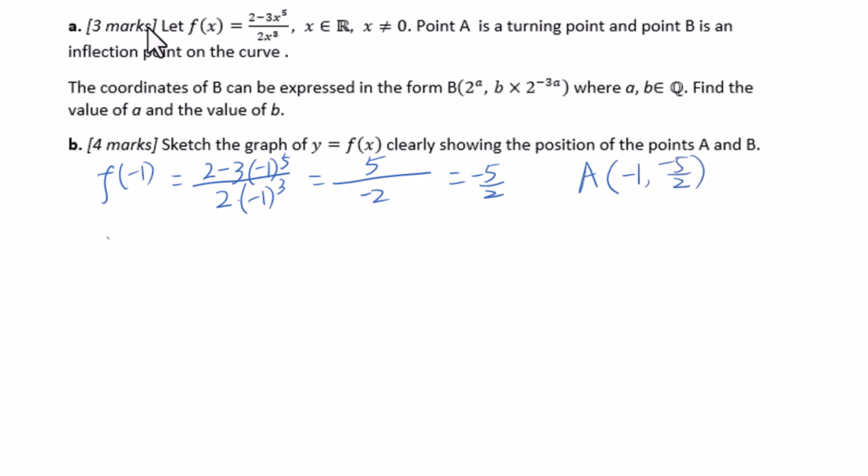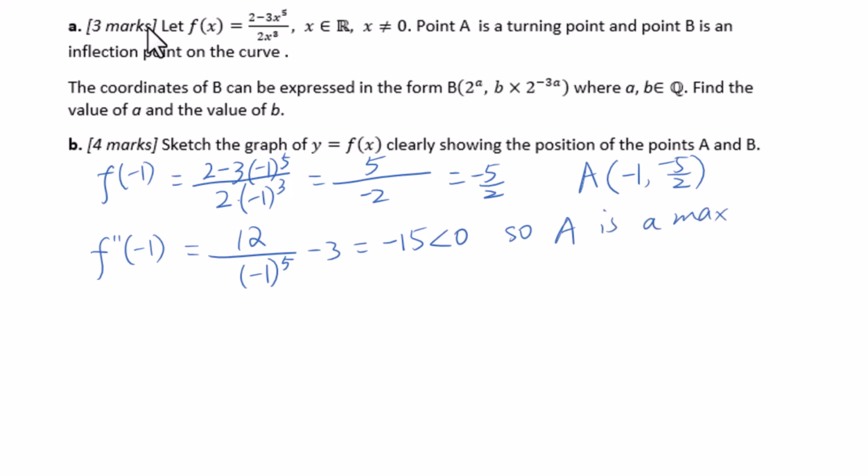We need to check whether this point is a maximum or minimum. So f double prime of negative 1 equals 12 over (negative 1) to the fifth power minus 3, which equals negative 15, less than 0. So A is a maximum point.